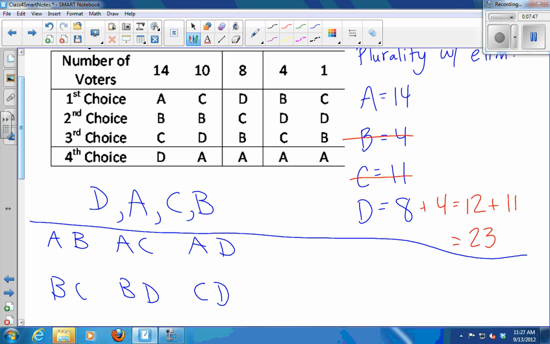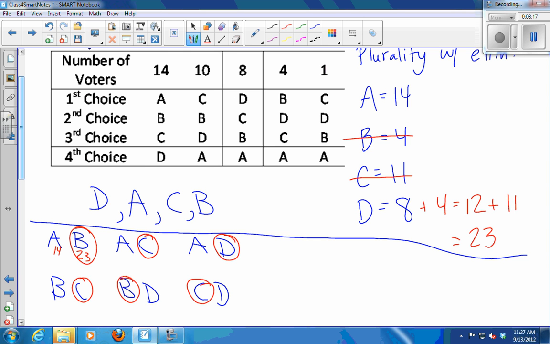Okay, so when you match A against B, A is going to get these 14, and B is going to get all the rest. 10, 8 is 18, 22, 23. So B wins that matchup. Okay. Who wins A versus C? A versus D? B versus C? B versus D? And C versus D?